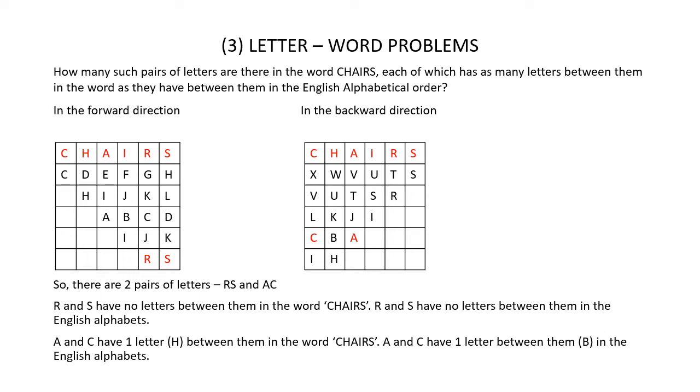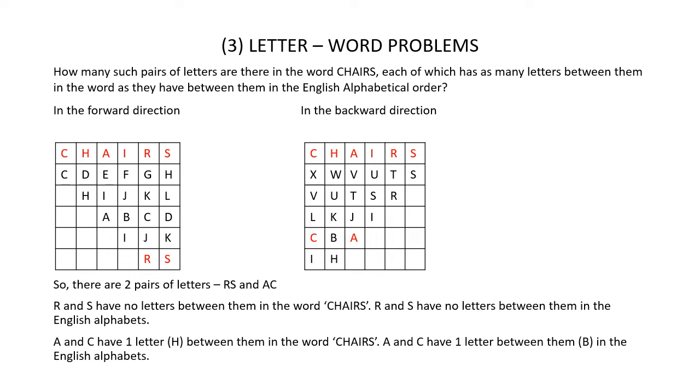So let's move on to the next letter, which is A. Write A and then write the letters that come after A in the alphabetical order. So write A, B, C, D. Now compare these letters with the letters in the word CHAIRS. You'll see that B does not match with I, C does not match with R, D does not match with S. So there is no answer pair in this row also.